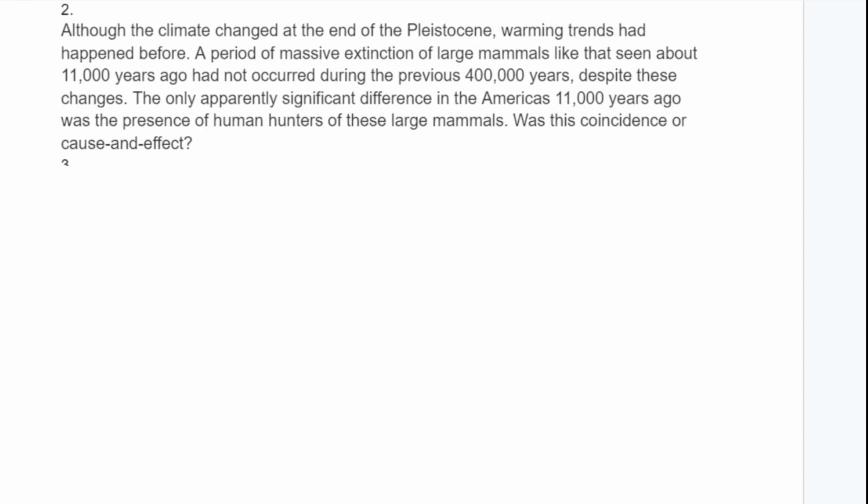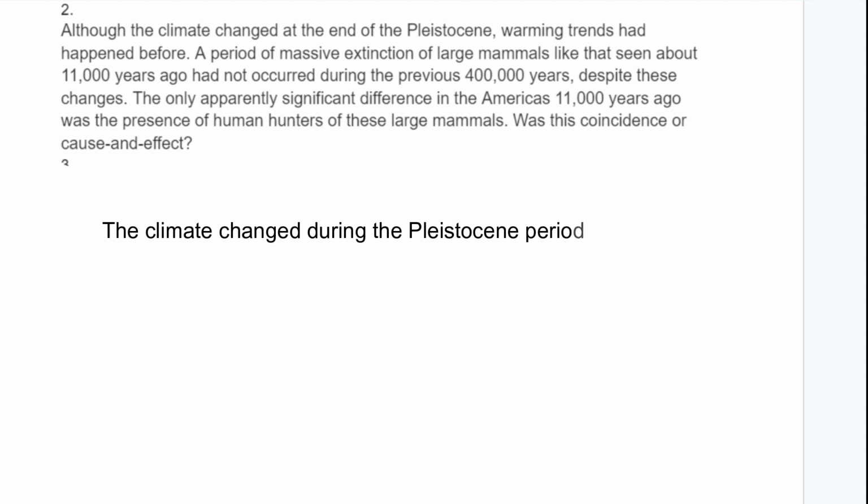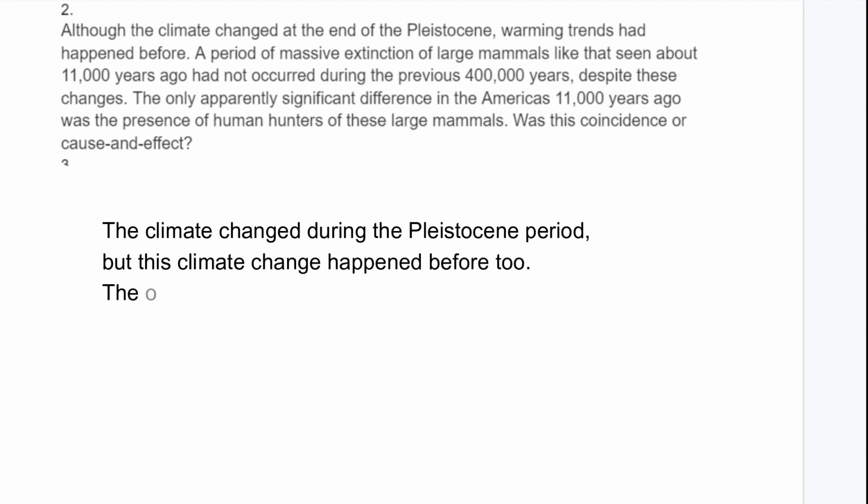Moving on to paragraph 2, it presents an interesting point. The climate changed during the Pleistocene period, but this climate change happened before. The only difference between this Pleistocene period and the previous times is the presence of human hunters of these large mammals. So the question is, is this an accident or a causation?